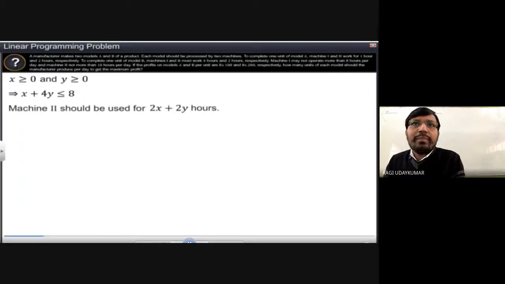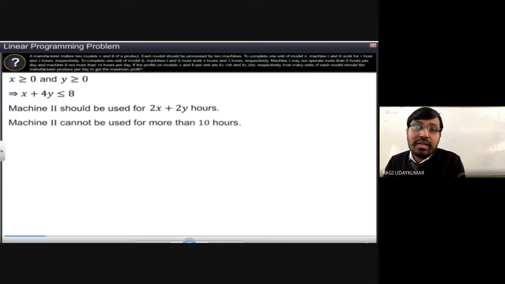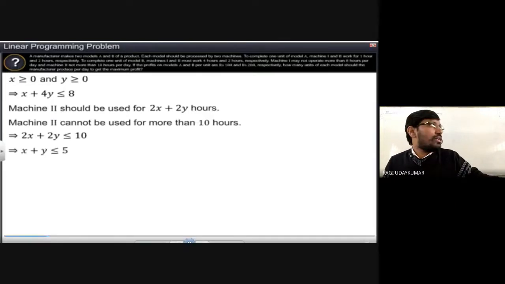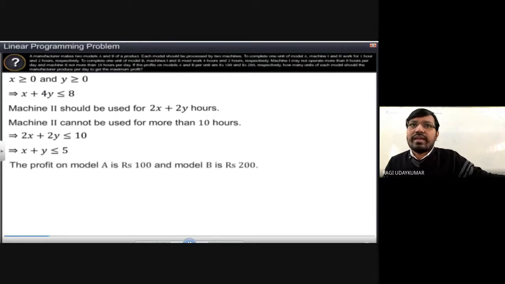Same way, machine 2 is used 2x plus 2y. Machine 2 takes 2 hours to produce model A and 2 hours to produce model B. But the number of model A is x, number of model B is y. So 2x plus 2y should not be more than 10 hours. So 2x plus 2y is less than or equal to 10. So x plus y is less than or equal to 5 on simplification.